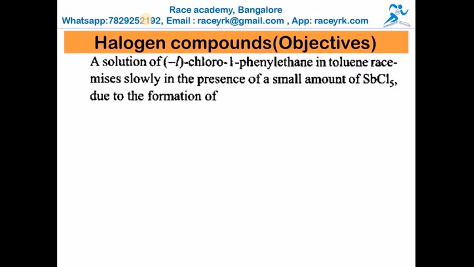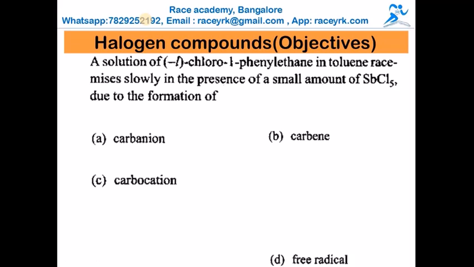A solution of 1-phenyl ethane in toluene racemizes slowly in presence of a small amount of SbCl5 due to the formation of. Let us see the options. We have carbanion, carbene, carbocation. These are the different options they have given. But what is the given compound?